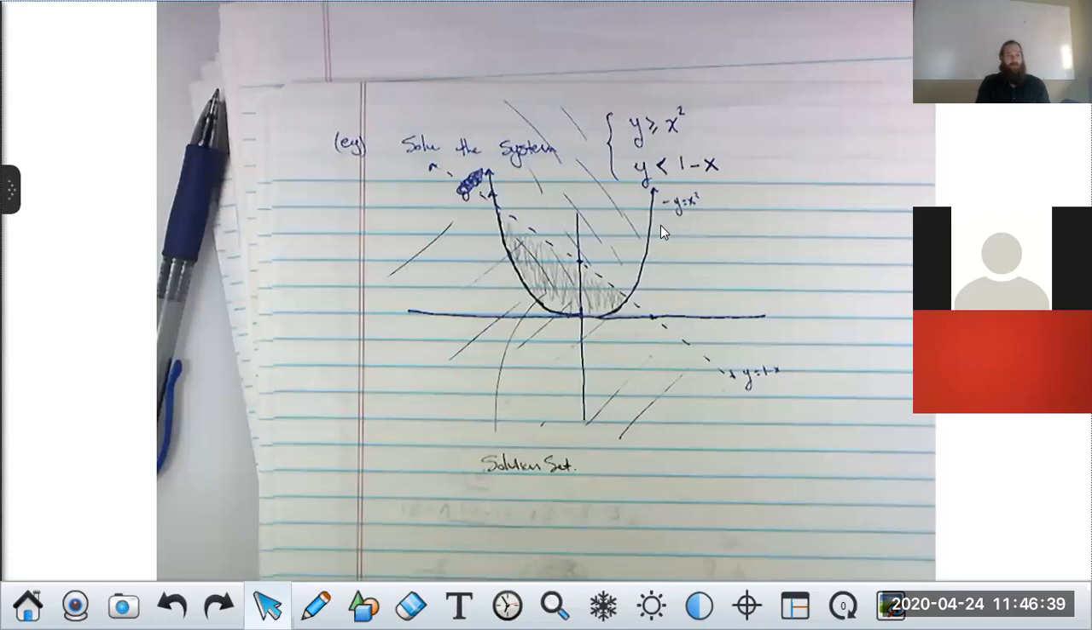Solving systems of inequalities, I think, is in a sense easier than solving systems of equations, because rather than having any algebraic procedure, we really just need to draw the graphs and then determine which portion.